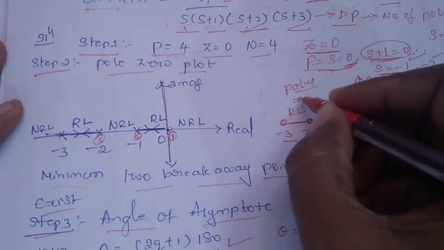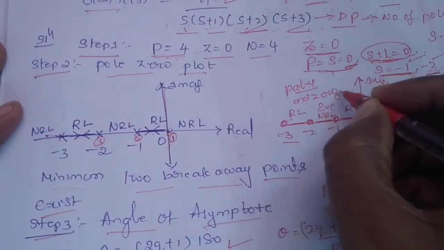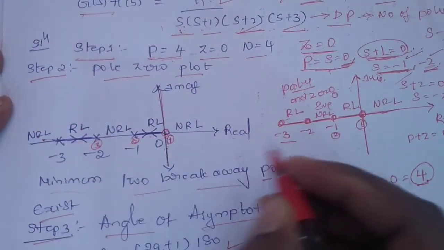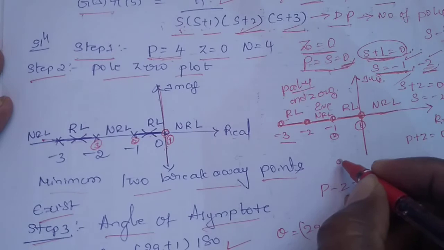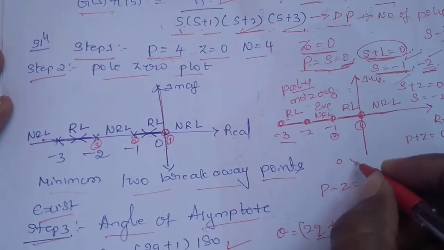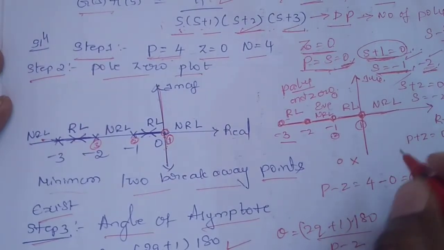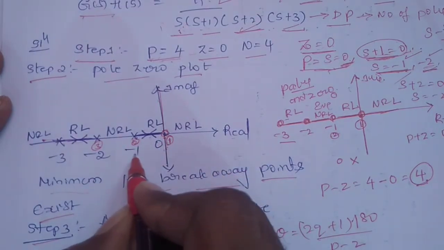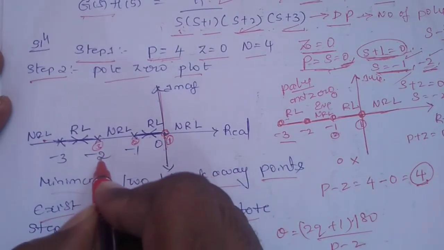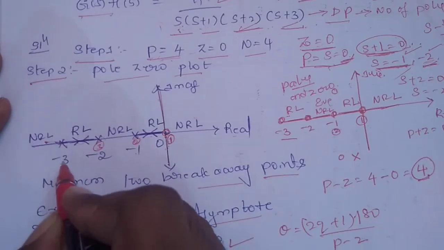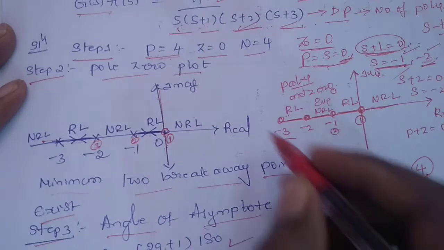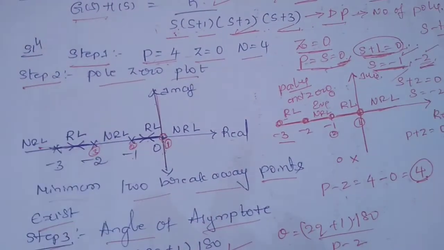If you mark the poles, the first pole is 0. Poles should be marked with a cross symbol and all the zeros should be marked with a circle symbol. So the first pole is 0, then the second pole is minus 1, the third pole is minus 2 and the fourth pole is minus 3.